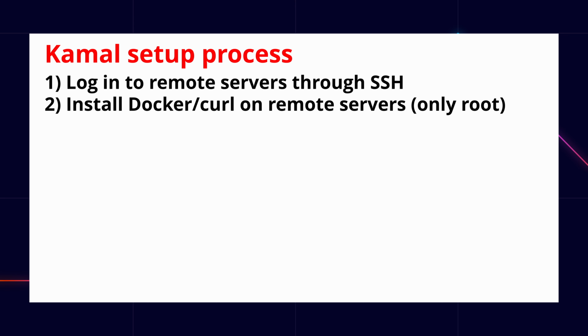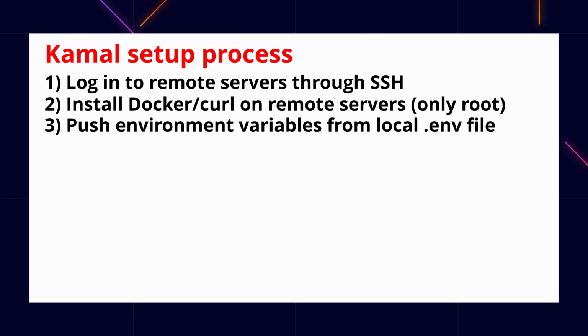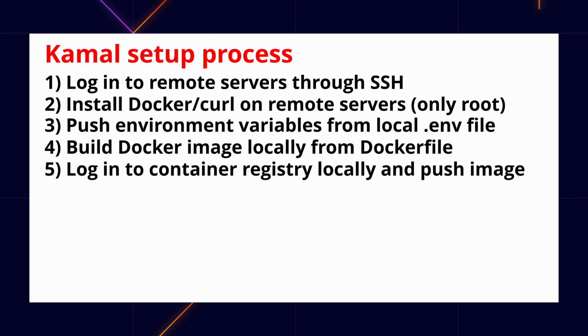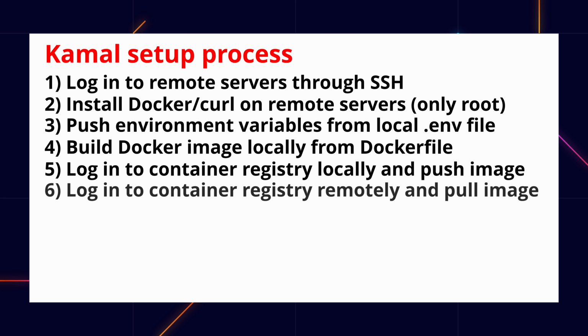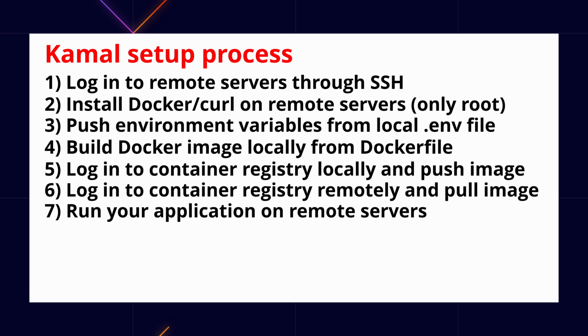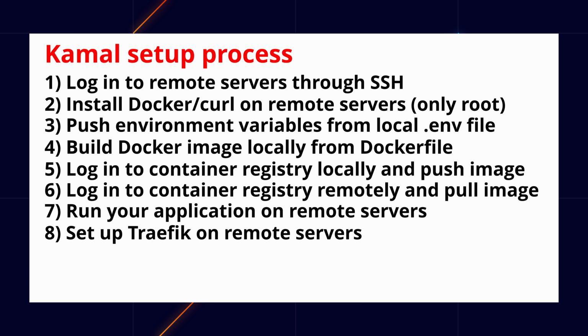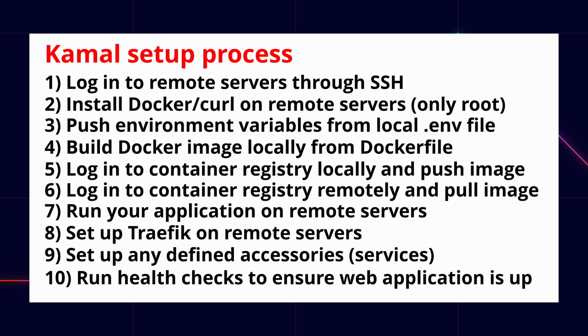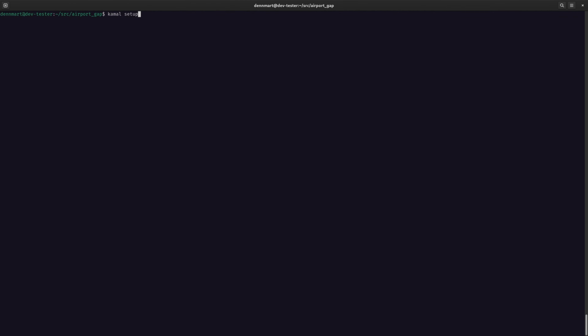You'll need to manually install Docker and curl if you want to use another user account on the remote servers. After making sure Docker is set up, Kamal will push the environment variables and values defined in .env to the remote servers. Then it'll build the Docker image on your local system based on your application's Docker file. When the image finishes building, it logs into the container registry and pushes the image. Next, it'll log into the container registry on the remote servers to pull in that newly built image and run it in a container. Kamal will then set up traffic on the web host defined in our configuration and open traffic up to port 80. All the accessories will also get set up during this process. Finally, Kamal will run health checks to ensure that the application is up and running. So let's run this command and see how it goes.